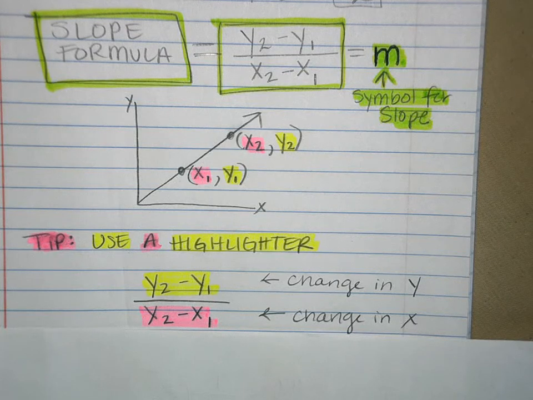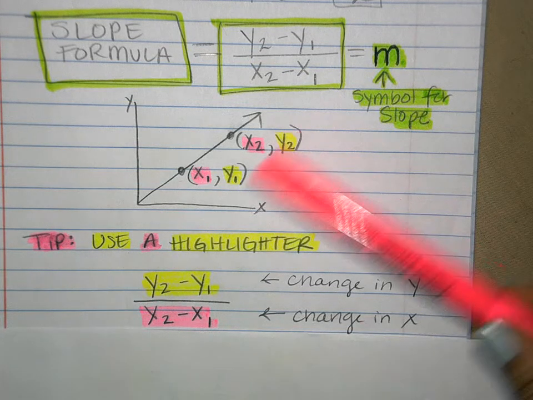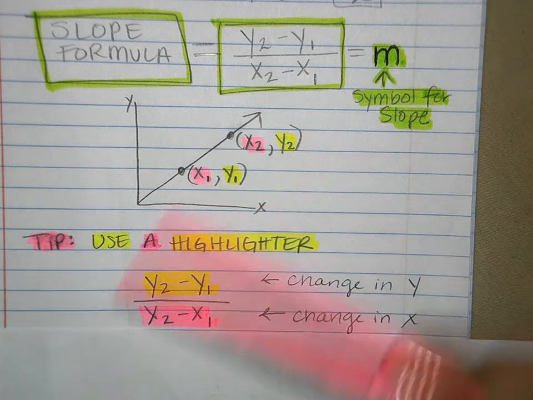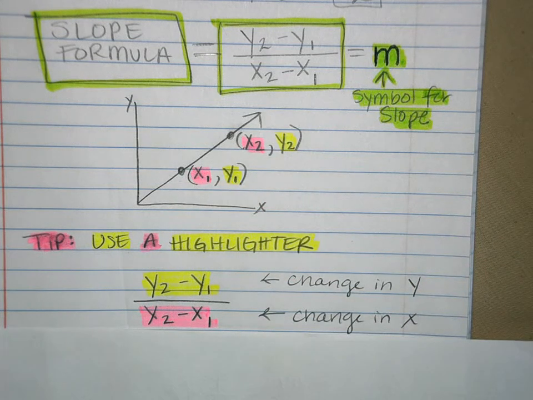Can you go back up to the formula? No, because you were on your phone. So here's your y2 minus y1 over x2 minus x1. It's all color-coded. When you're doing your homework, it's a good idea.